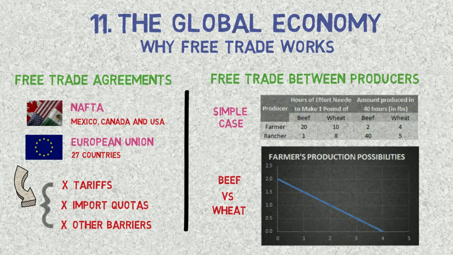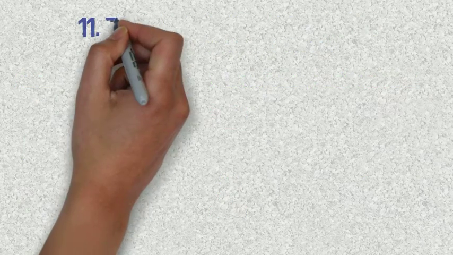It is possible to create a graphic with such data. This is the so-called farmer's production possibilities curve. It is possible to see that the rancher is more efficient than the farmer to produce beef and wheat, since he is able to produce more of both products when he works 40 hours a week.